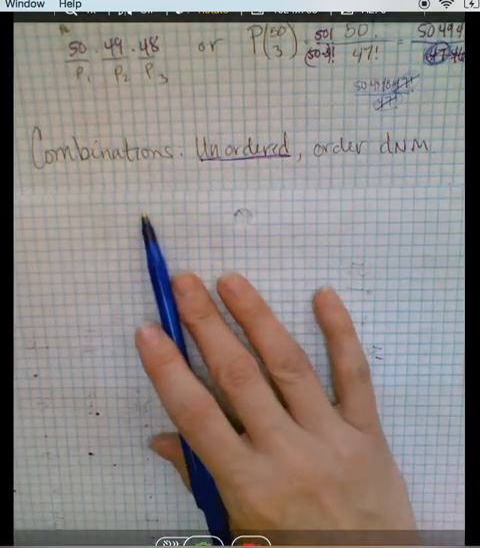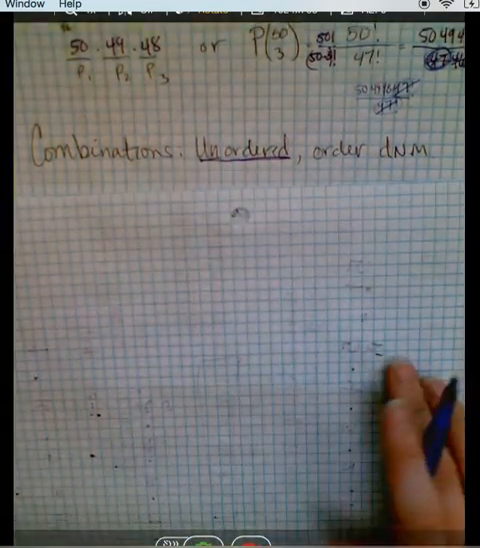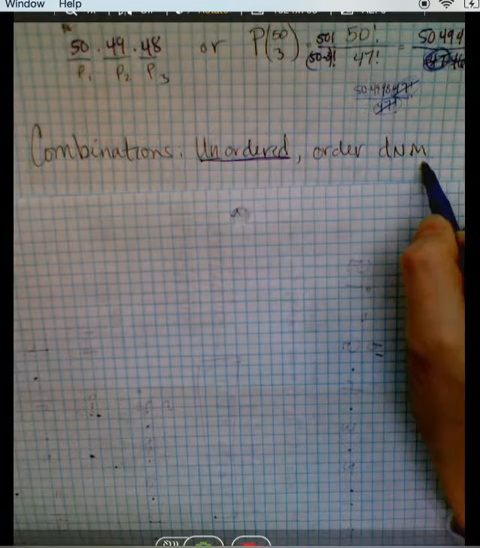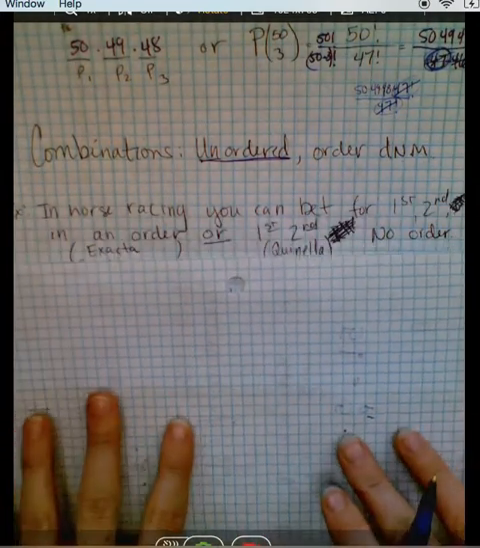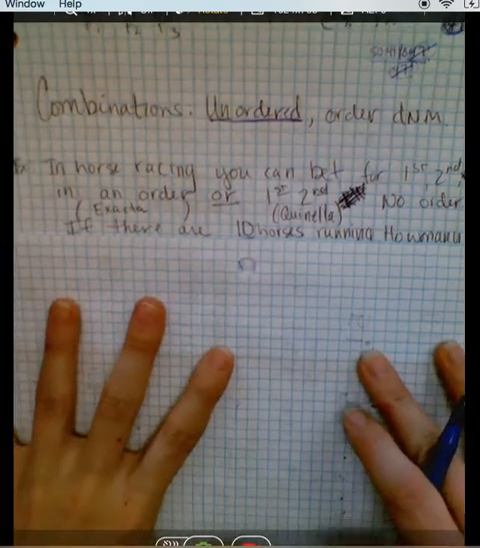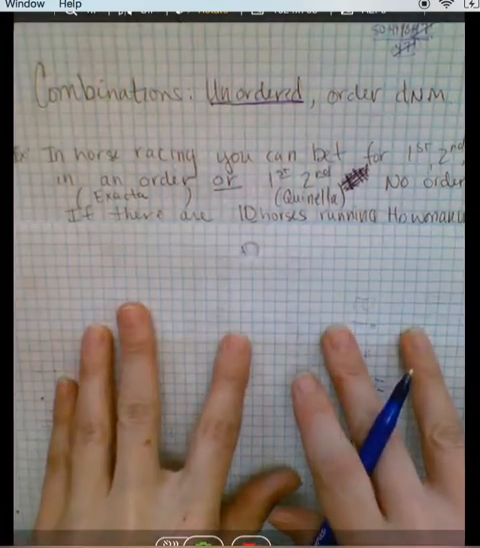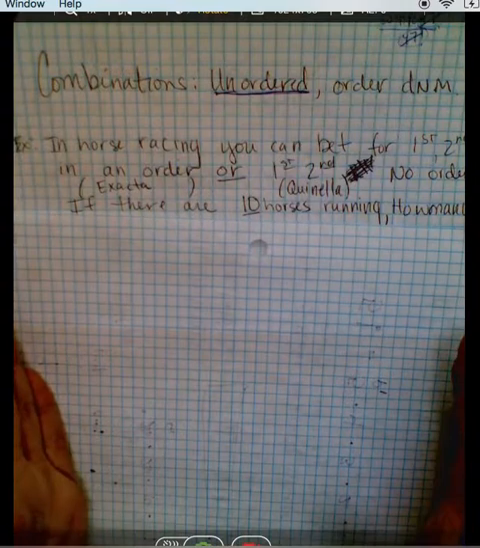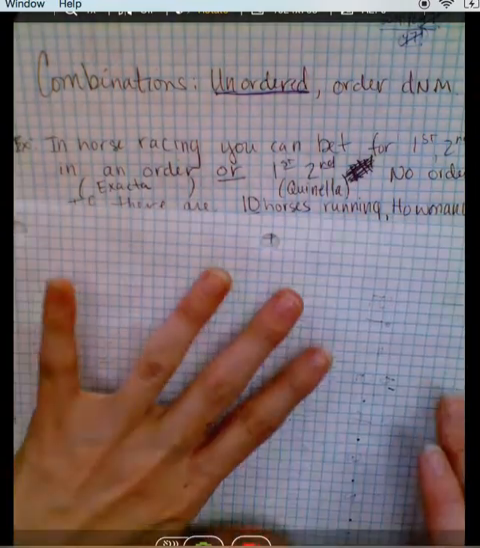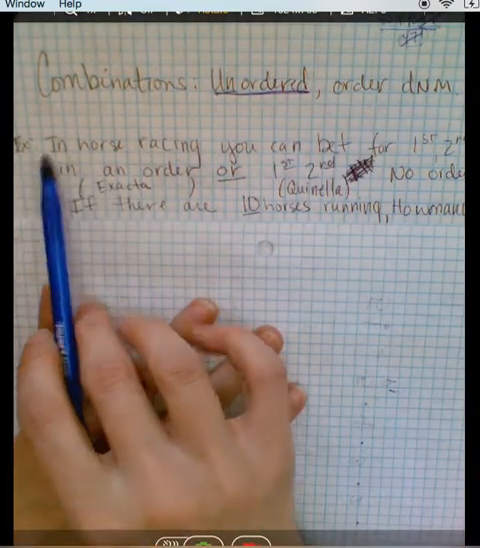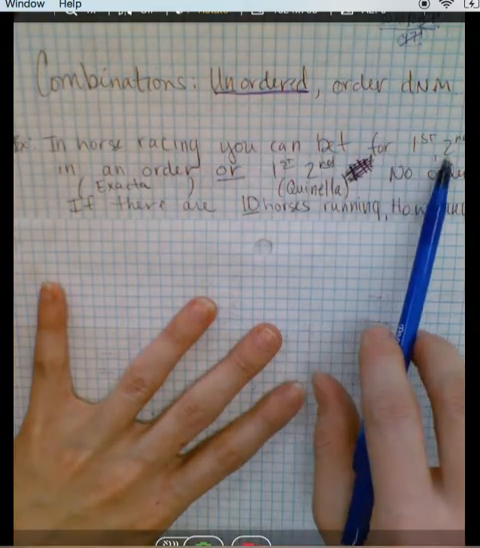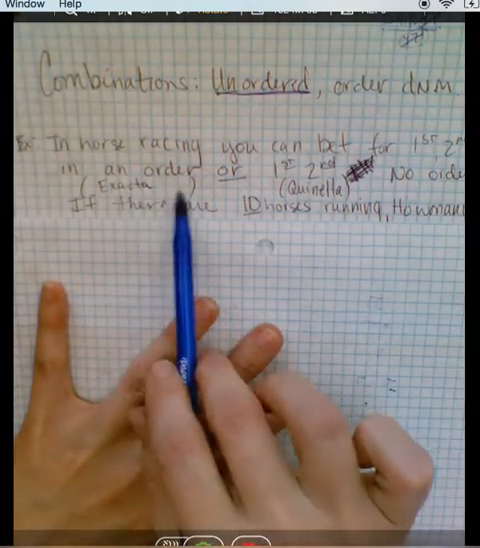All right, combinations. Again, unordered, or in other words, order does not matter. Big idea, does not matter. Okay, so we're going to talk about horse racing because I like horse racing, and so we're going to look at two different options. I'm going to teach you how to be a gambler. Just kidding. So you can bet for first and second in exact order, right?